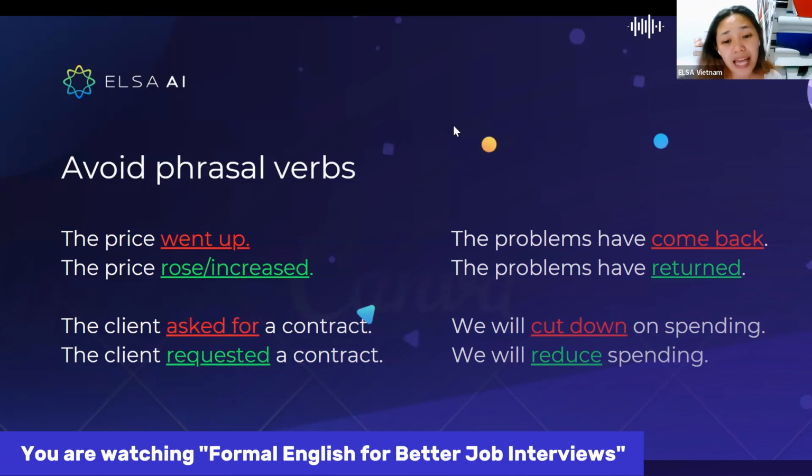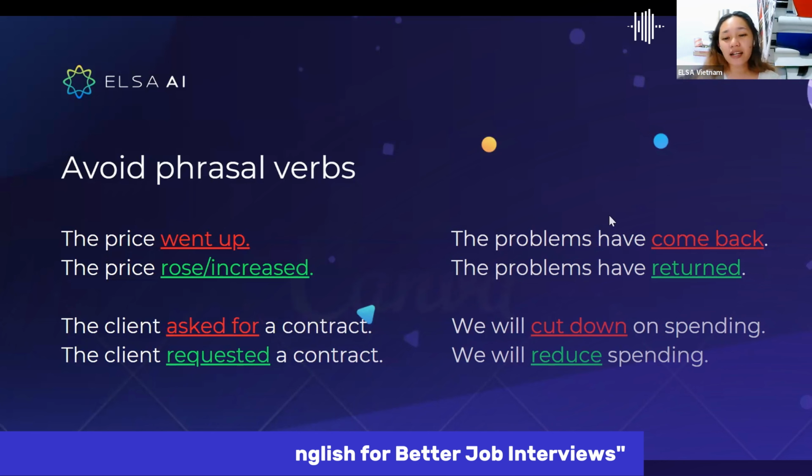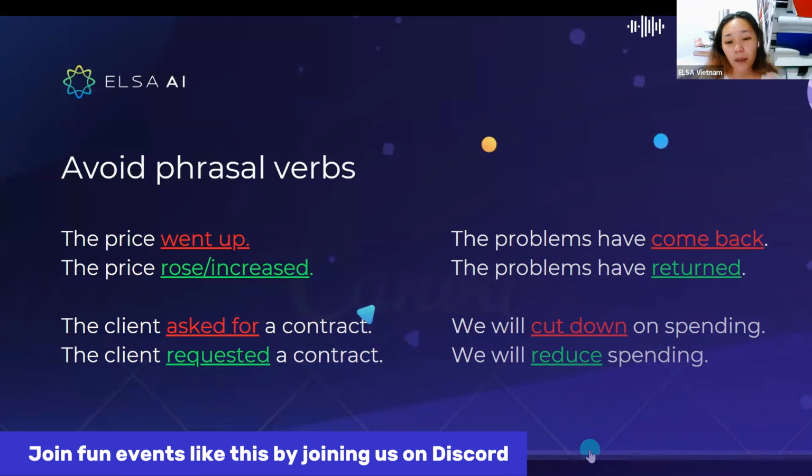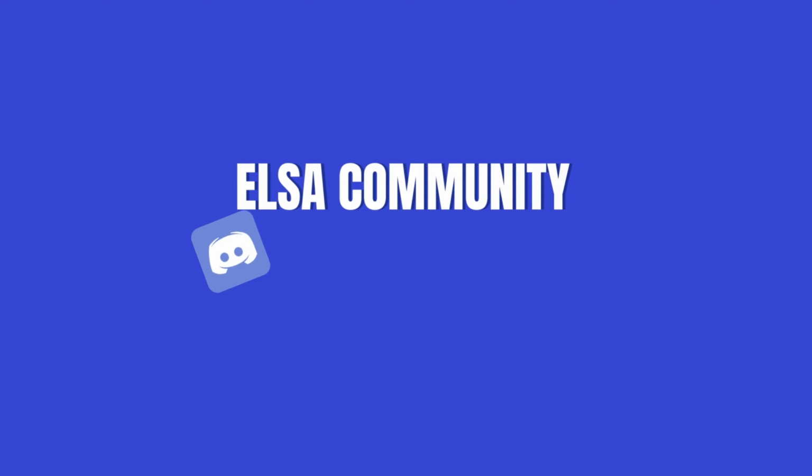And the next: the problems have come back, the problems have returned, or you can also use the problems have reoccurred. Those are your options for this one. And then we will cut down on spending, we will reduce spending. Immediately, it gives the vibe that you know what you're talking about and you're an expert on the topic that you're talking about.